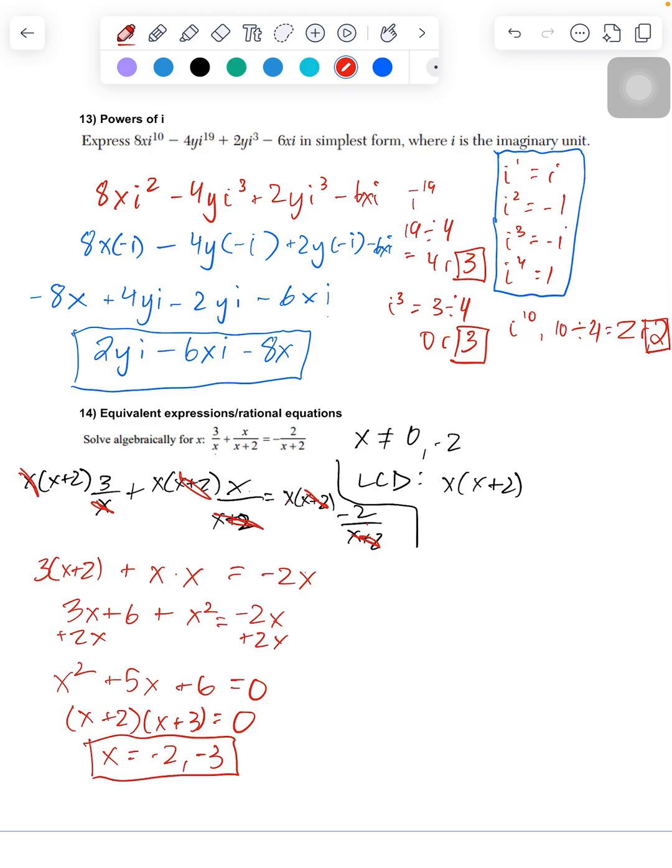Well, wrong, right? Because if I look over here, it says x cannot be -2. X cannot be -2, right? So my real solution is x equals -3. That's my solution. All right.